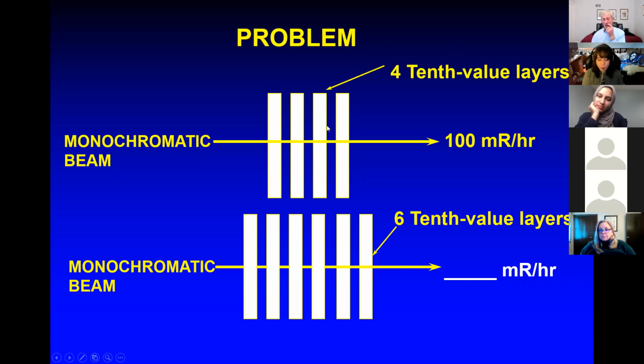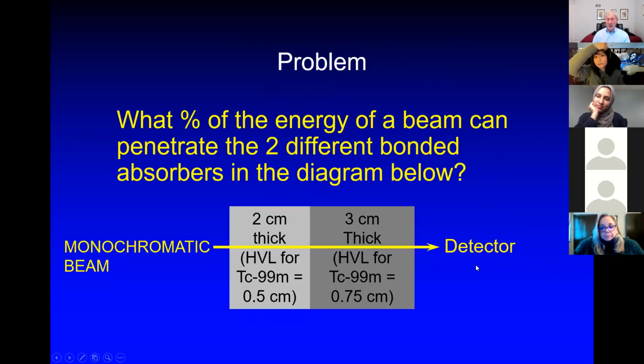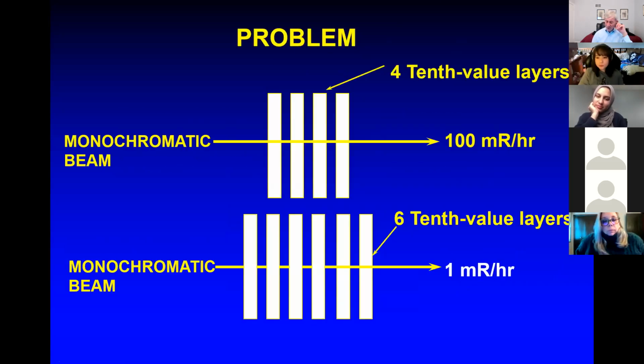Now let's add 2. We had 4 TVLs. Reading was 100. We added 2 more. Reading is going to go down, right? We put in 2 more layers. Got to go down. What's it going down to? This one's 1. Right? It's going to go from 100 to 10 to 1 to 0.1 to 0.01. Okay. Now, hopefully that gives you a better understanding of HVLs and TVLs.